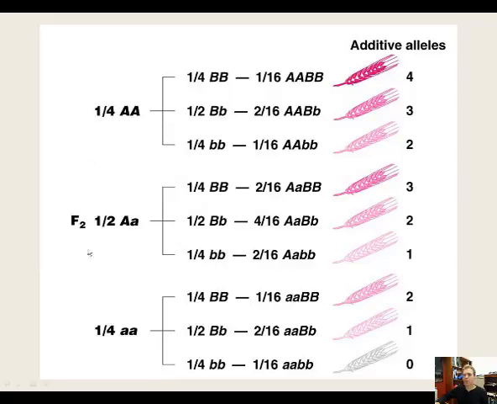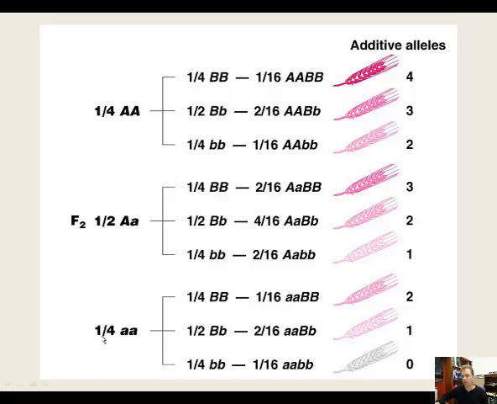Here on the left-hand side is the A gene, 1 to 2 to 1. And then in the middle here is the B gene, again, 1 to 2 to 1. Multiplying the ratios, 1/4 big A times 1/4 big B gives you 1/16 big A, big B, or red. Notice that there are 4 alleles that all add to the red color, big A and big B. 4 additive alleles is what we call these, and that generates the red.